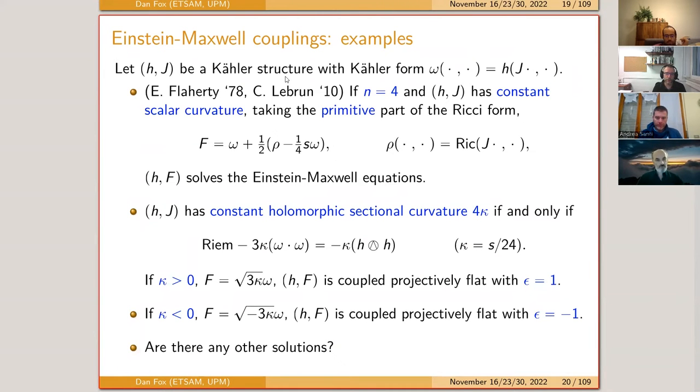And this is the Kulkarni-Nomizu product. So these are just the curvature tensors that you can build from the Kähler form and from the metric.